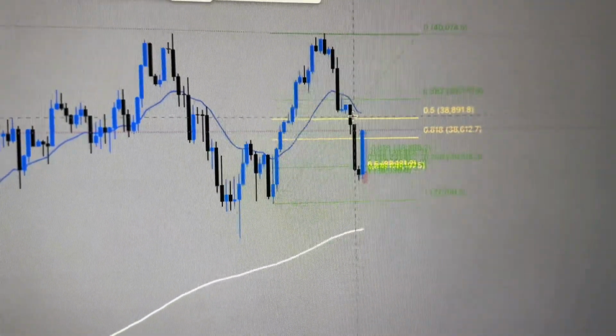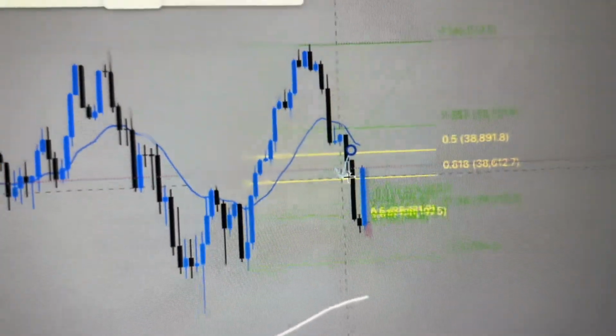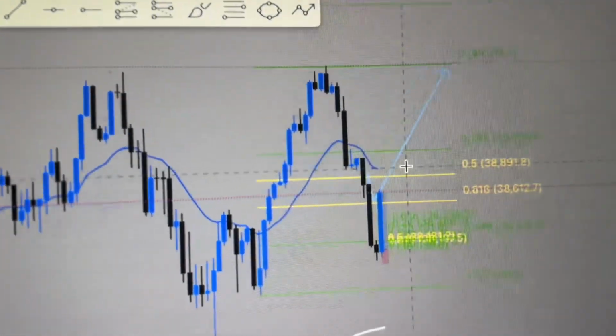I wanted to see earlier this week, like Tuesday, Wednesday, us have some type of rejection off of this 50% retracement or the 61.8. Either one of these. I wanted to see price reject off of here and then bounce up. We didn't get that move. We did not get that move.